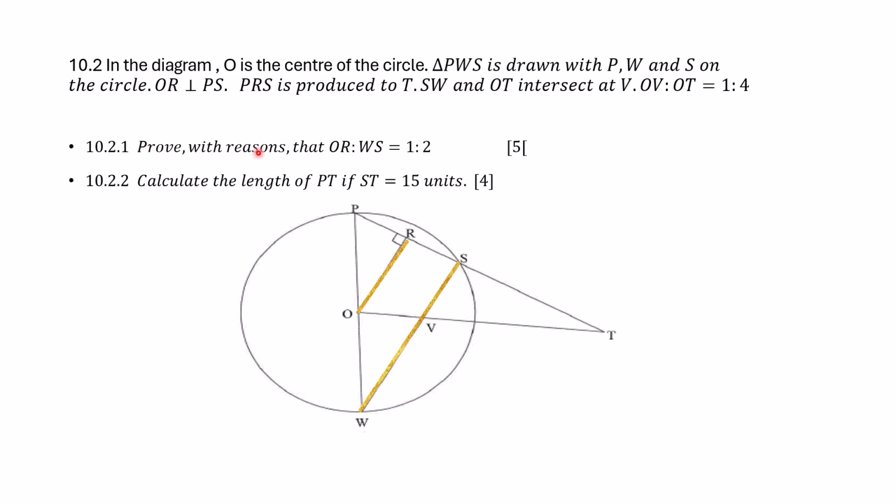10.2.1, they say prove with reasons that OR to WS is in a ratio 1:2. Or this here 1:2, write them over each other, it would give me 1/2, which is half. So technically what they are saying, OR is half the length of WS. And the second one, they want us to calculate the length of PT, from P to T, if ST, from S to T, is 15 units, for 4 marks and 5, so that's 9 marks in total they asked last year. So let's solve the first one first before we go to the second one.